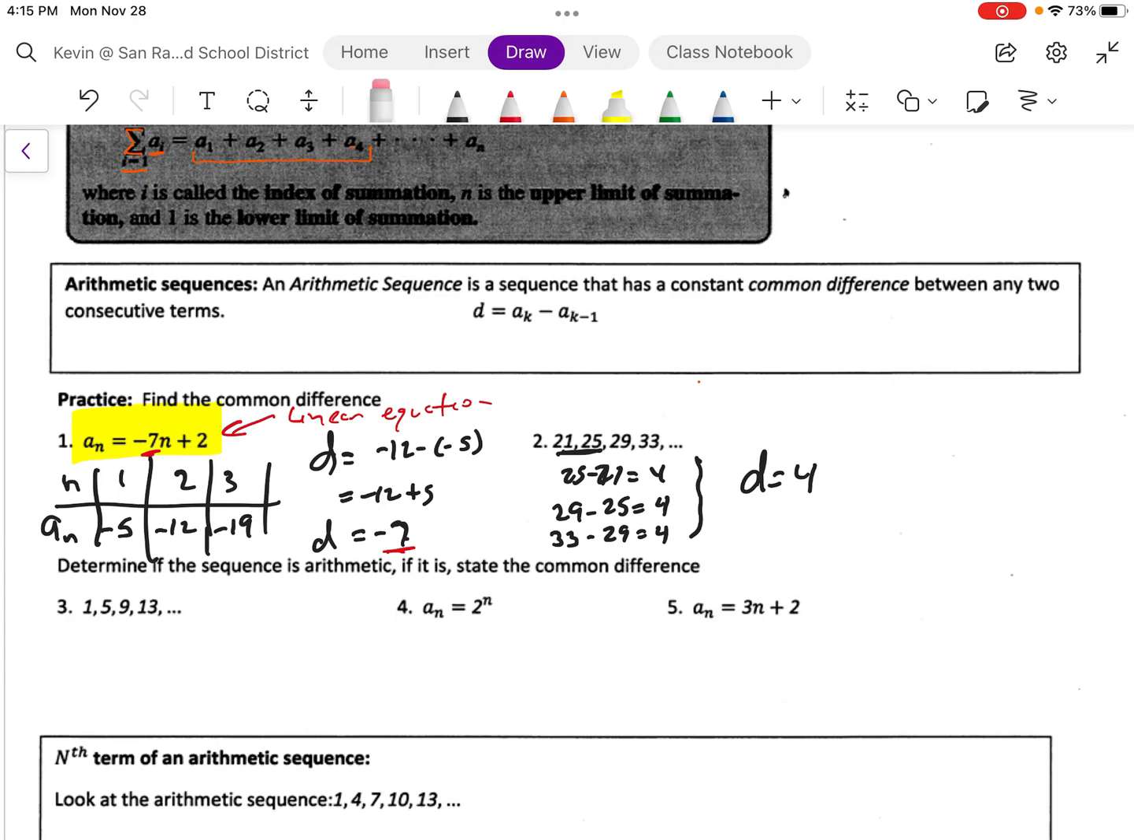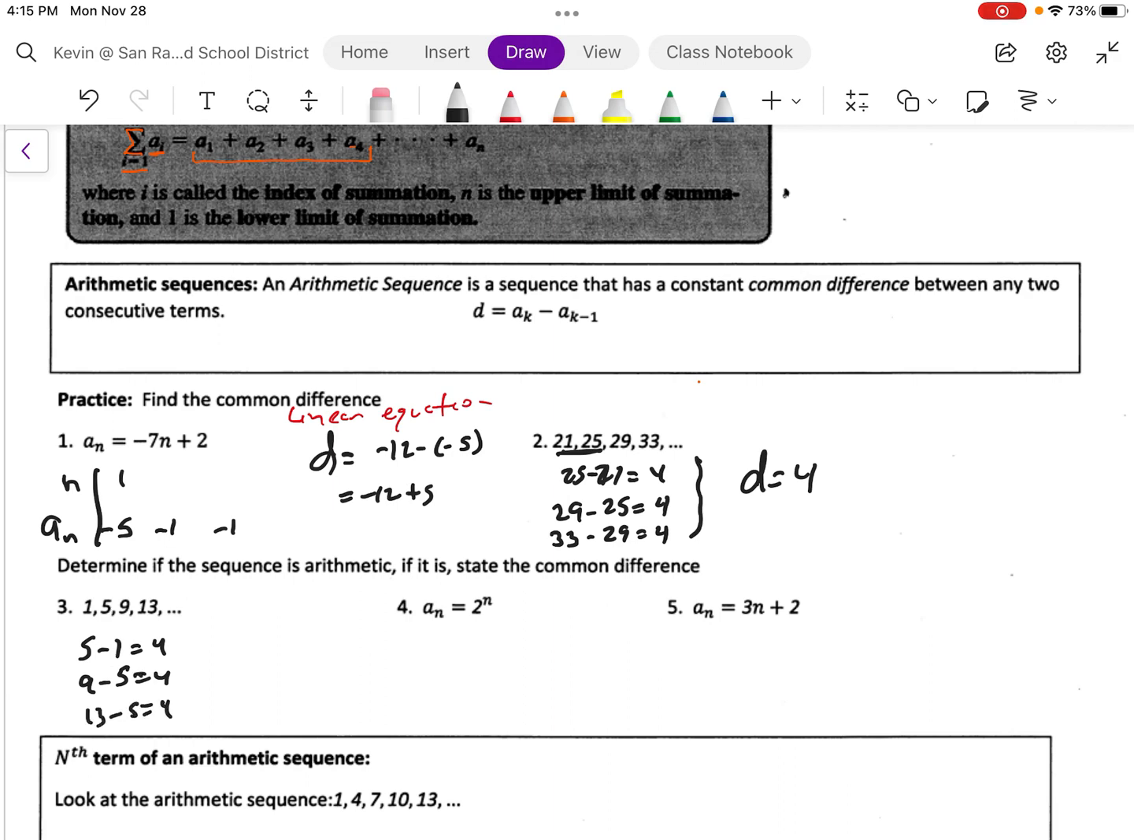Very quickly, and then we're going to take a break. Determine if the sequence is arithmetic. If so, state the common difference. For this first one, 5 minus 1 is 4, 9 minus 5 is 4, 13 minus 9 equals 4. So yes, since it has a common difference, d equals 4, it is arithmetic.